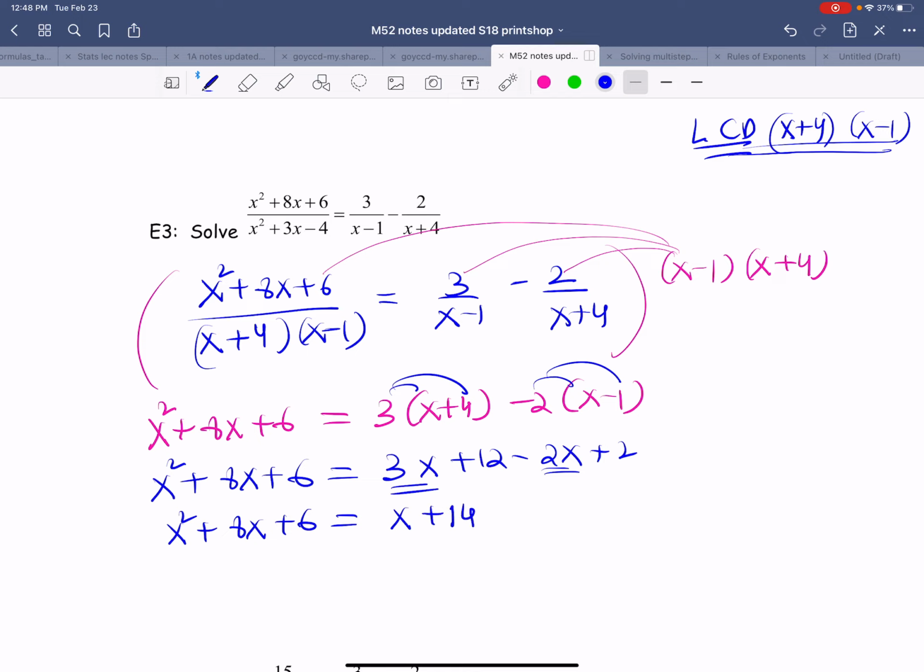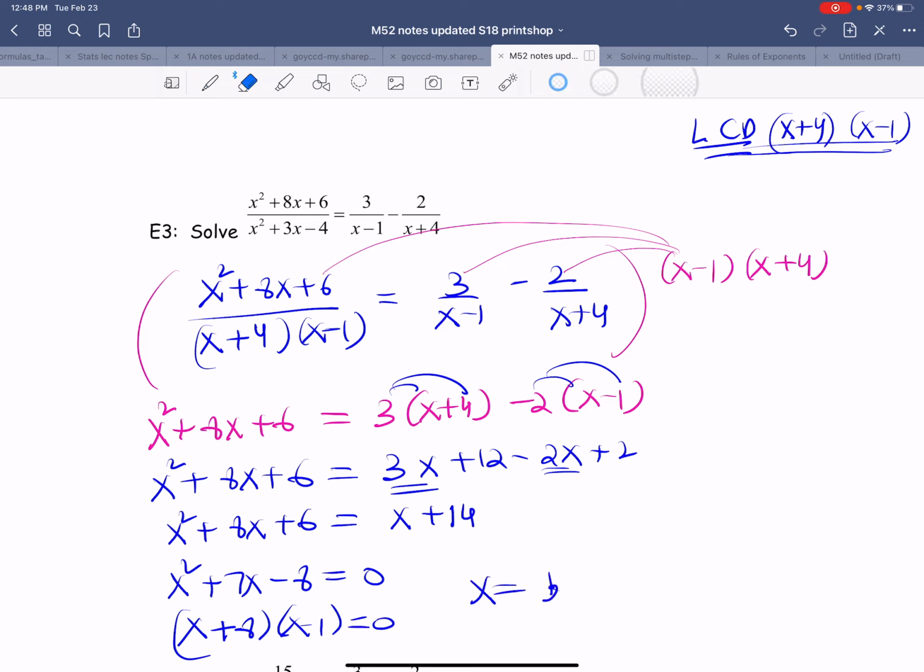3x minus 2x is x. 12 plus 2 is 14. x squared. We will subtract the x from both sides, plus 7x, and we'll subtract the 14 from both sides as well. 6 minus 14 is negative 8. Now this is a factorable equation, so we can go ahead and factor: x plus 8, x minus 1 equal to 0. So my two solutions turn out to be x equals 1 and x equals negative 8.